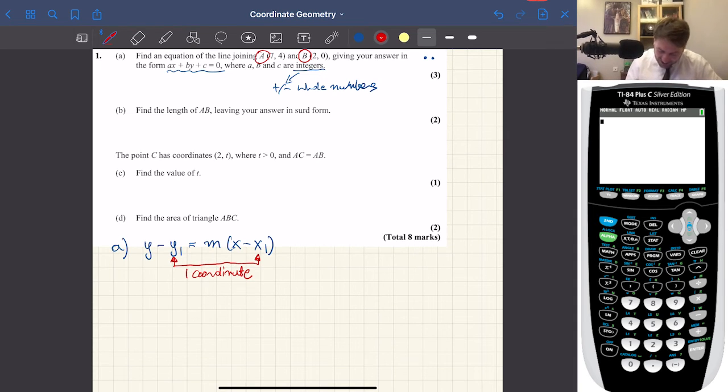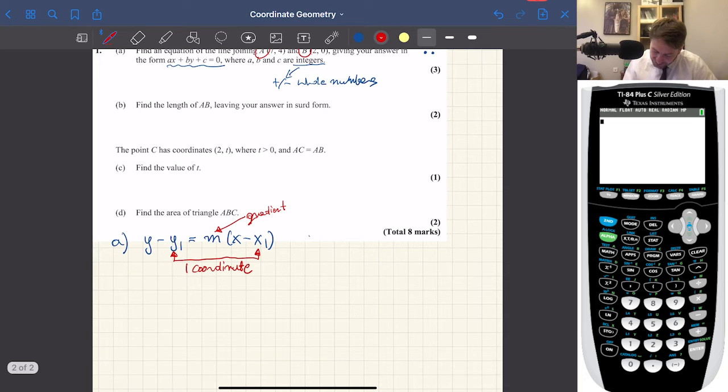Next is m. m stands for the gradient. Now, in this case, how can we find the gradient? There is a formula for the gradient, which is: you take the y coordinates and subtract them, and you subtract the x coordinates. So it's the difference in y divided by the difference in x.